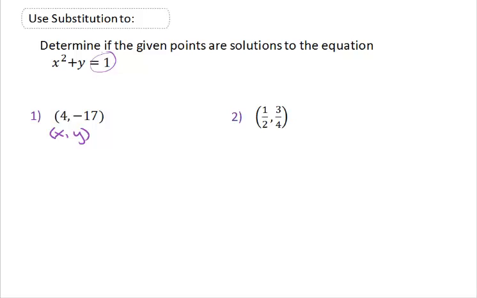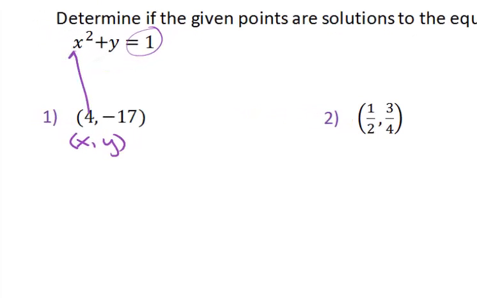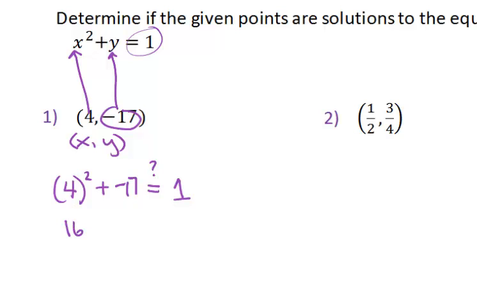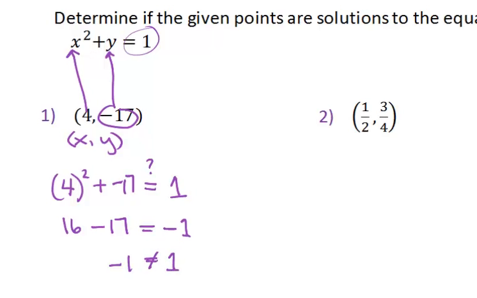So let's go ahead and substitute it in. So 4 is going to go in for my x squared. So I have 4 squared plus negative 17 is going to go in for my y, negative 17. And we want to know if that is actually equal to 1 or not. So doing our math, 4 squared gives me 16. And 16 minus 17 gives me a negative 1. So negative 1 is not equal to the positive 1 solution that we were looking for.